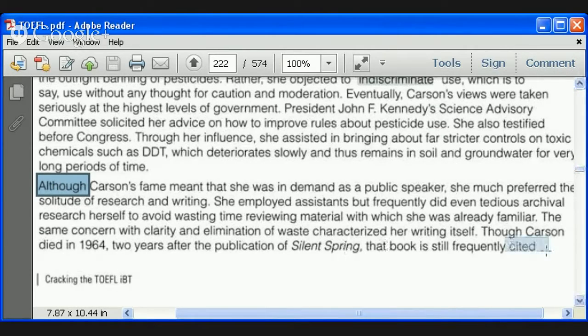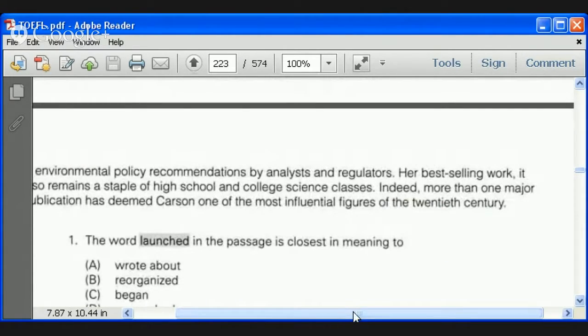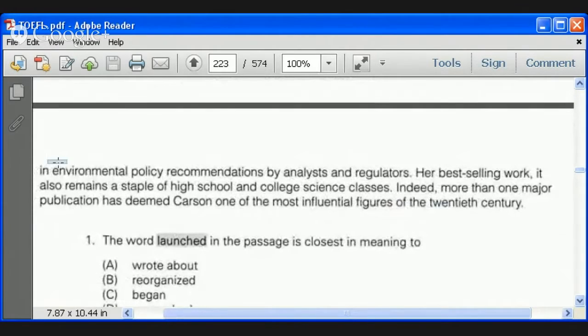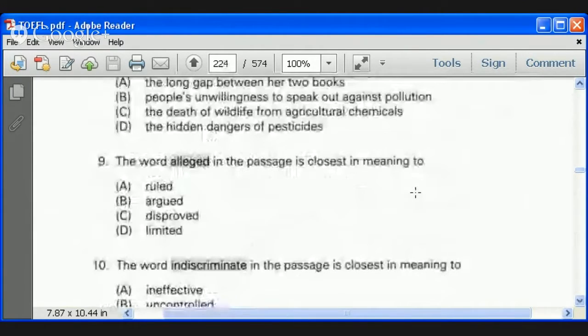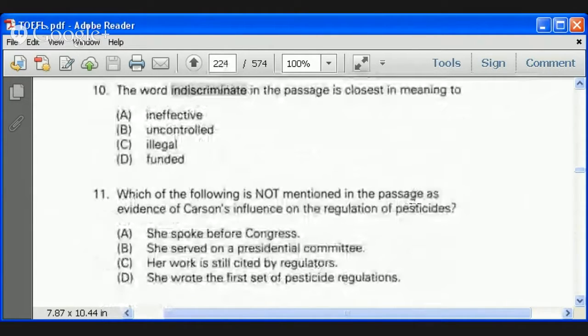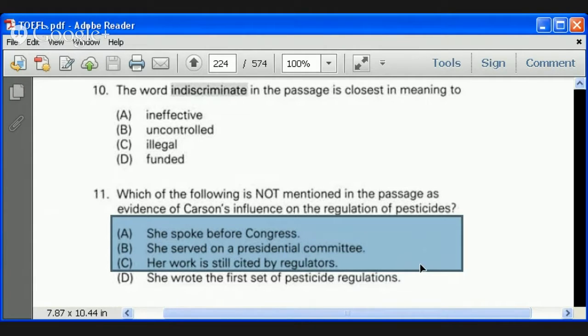Oh, look here. Frequently cited in environmental policy by analysts and regulators. There it is. Perfect. It's in there. Now, here I have to make yet another point. Of course, if I've clearly found all of A, B, C, so all right, the answer is D.